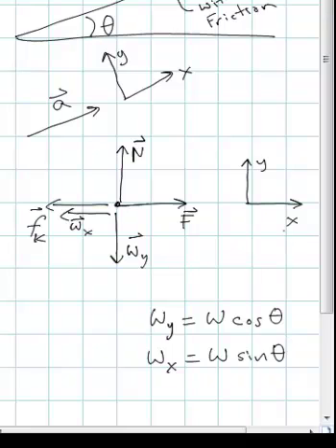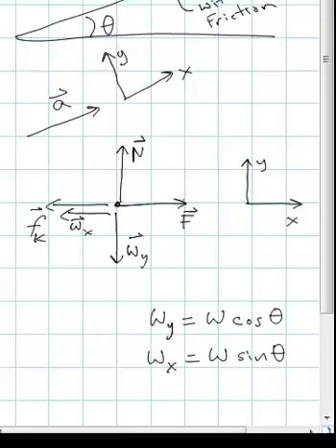And so we have two forces acting down the inclined plane. We have friction and the weight in the x direction. We have one force acting up the inclined plane. That's the force of us pulling. And then we have these two forces, the normal force and weight in the y direction, that are acting normal to the inclined plane. So that's the way I like to think of it.